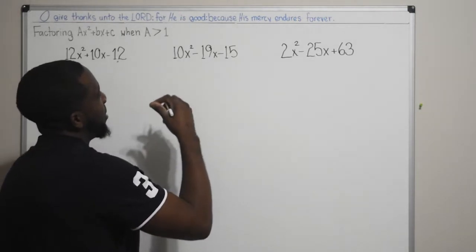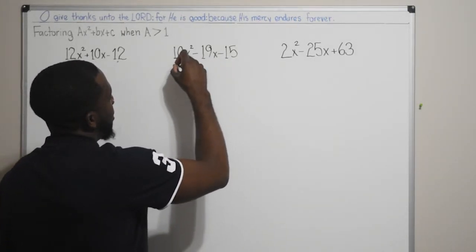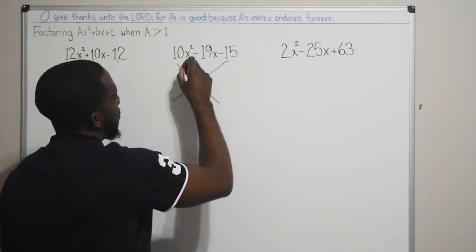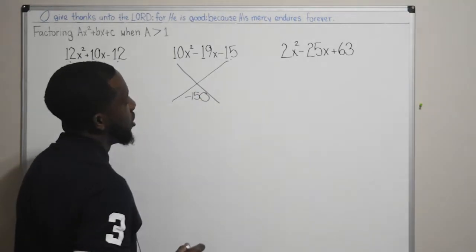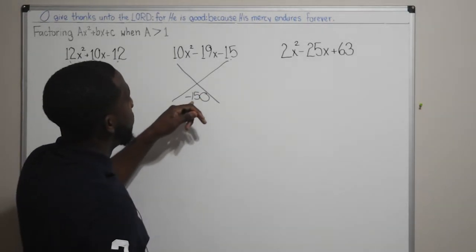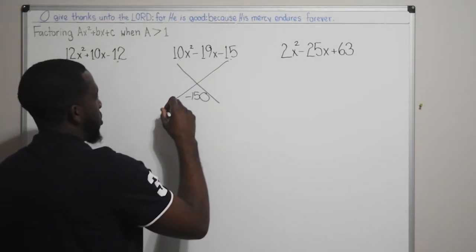All right, same thing right here. We multiply A and C. A times C is negative 150. So I need two factors of negative 150 that are going to give me negative 19. So I'm going to use my shortcut.